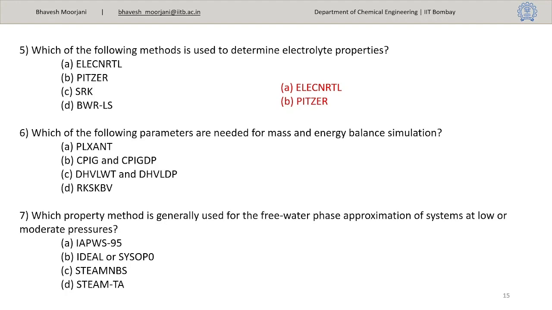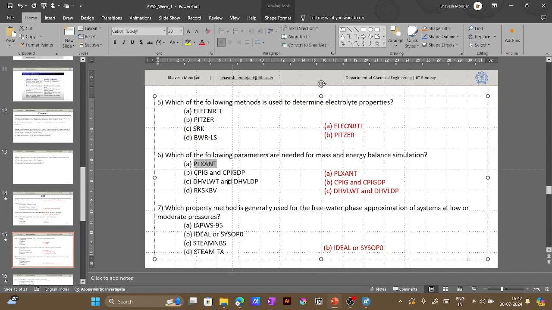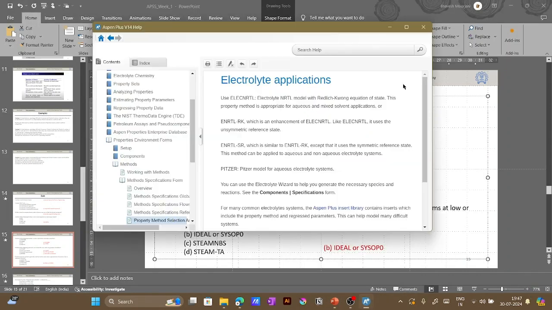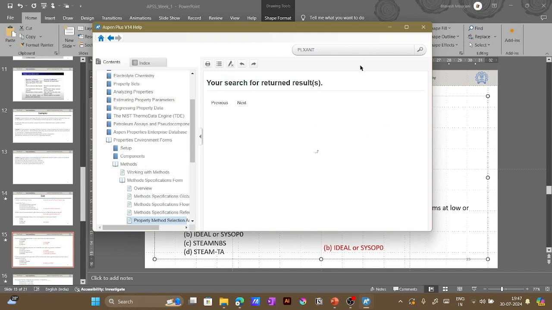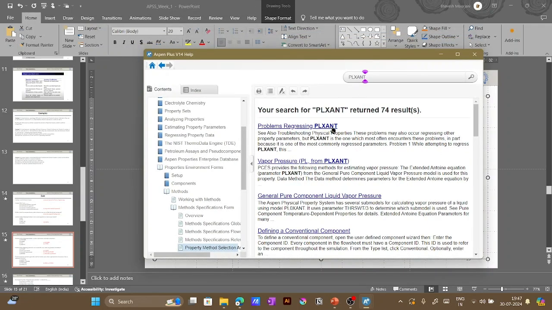Now, which of the following parameters are needed for mass and energy balance? I don't know about you guys, but when I see these parameters, I don't know the meaning of any of them. These are the terms used by Aspen Plus. So again, you simply have to search it. I have this first part, right? So if you go into this search help part. And by the way, these are the previous year's assignment questions, so I have not generated them myself. Some of the questions are related to that.